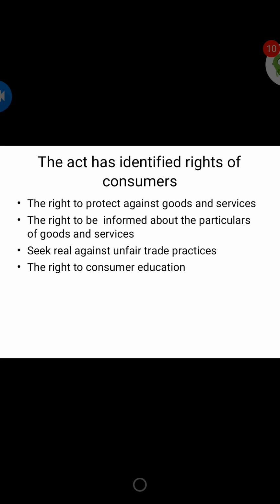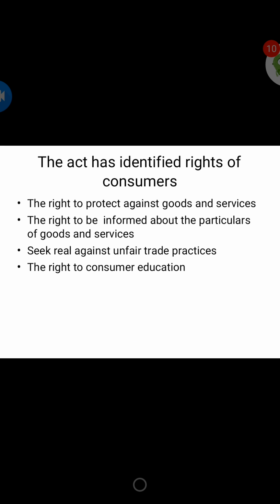The next is the right to be informed about particular goods and services. Get the information regarding the quality of the product, purity of the product, standard and price of the goods and services. So you are going to protect the consumer against unfair trade practices. The next is the right to seek redressal against unfair trade practices. If you have suffered from unfair trade practices, you have a right to claim for that.